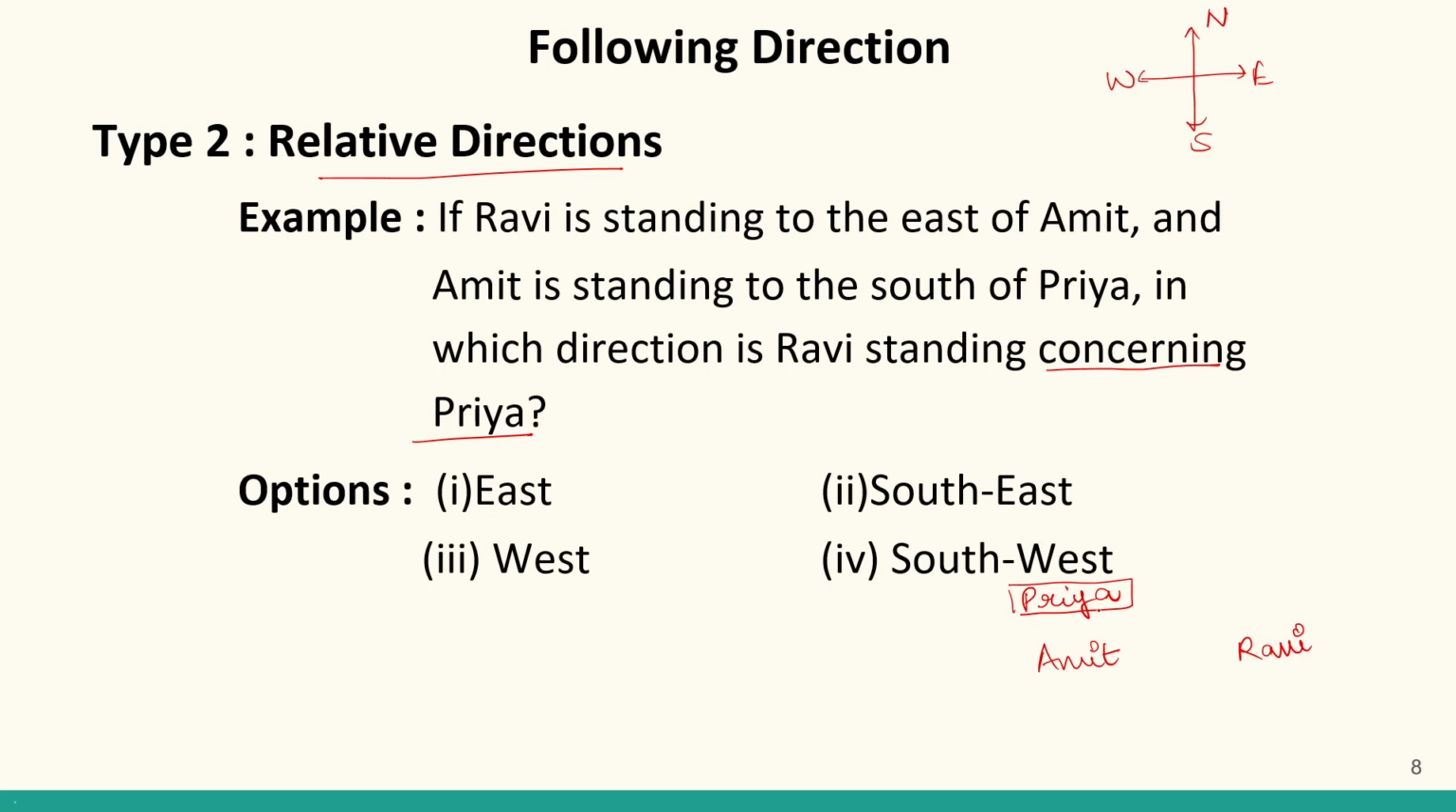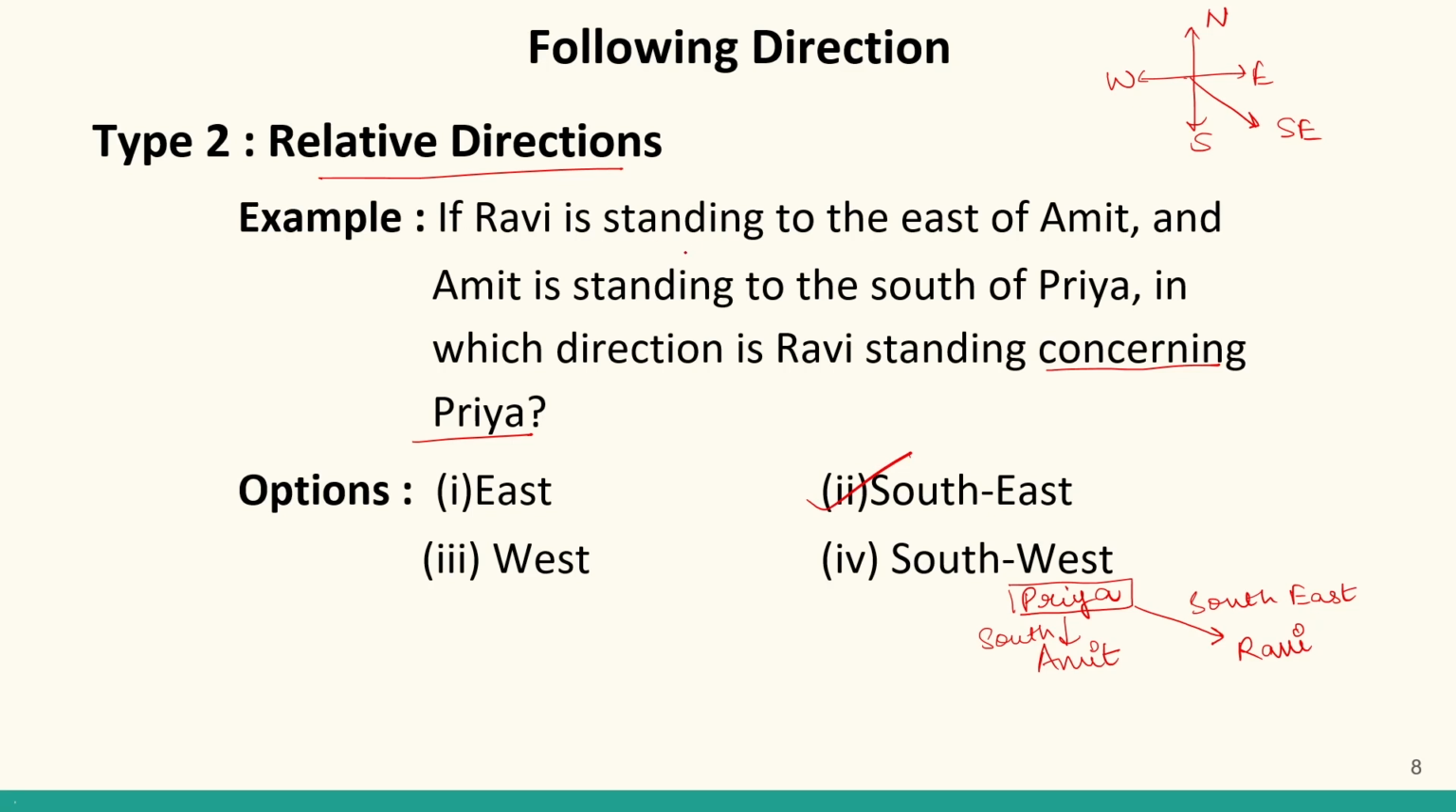So with respect to Priya, if we look at it from Priya's point of view, Ravi is in which direction? Ravi is in this direction. And this direction is which direction? This is southeast direction. Right? This is southeast. This is south. Correct? So our answer will be option number 2, southeast.